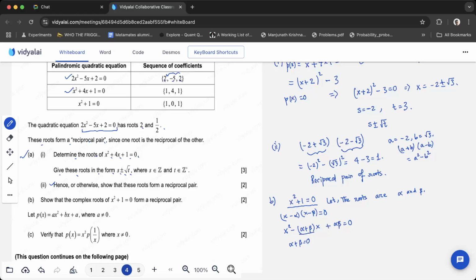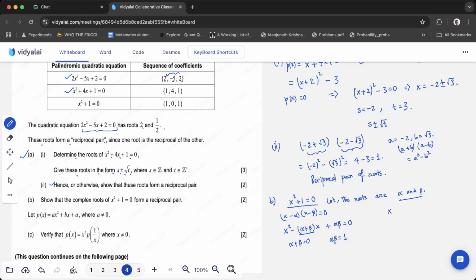Here the x coefficient is alpha plus beta. So alpha plus beta must be equal to 0 because these two are equivalent equations. And by the same logic, alpha beta is equal to 1. Well, that's the proof because we assume that alpha and beta are the two roots and hence it can be written as x minus alpha and x minus beta.